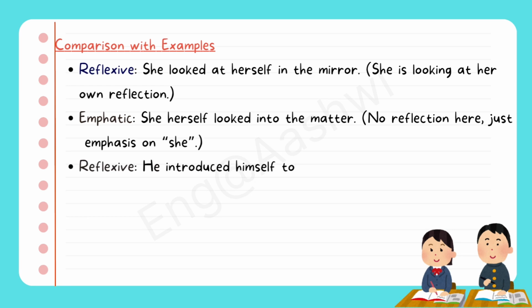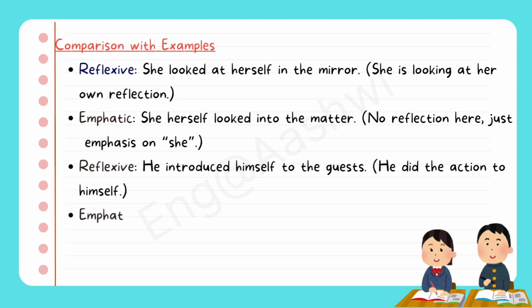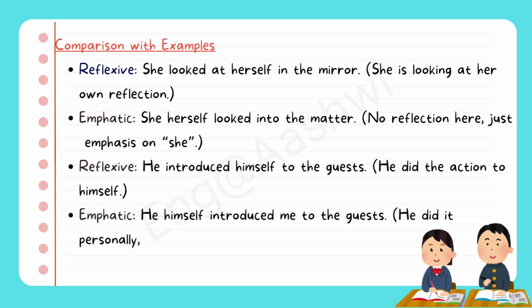Reflexive: He introduced himself to the guests. Here he did the action to himself. Emphatic: He himself introduced me to the guests. So in this sentence we can see that he did it personally, not through anyone else. So the emphasis is only on he.